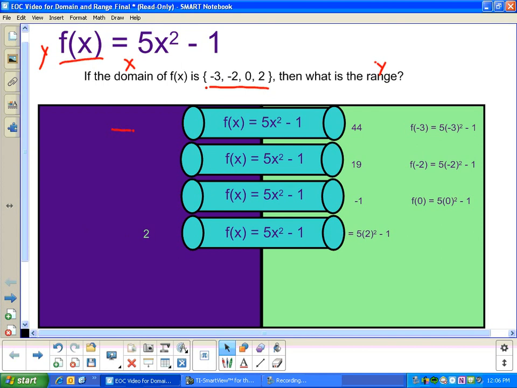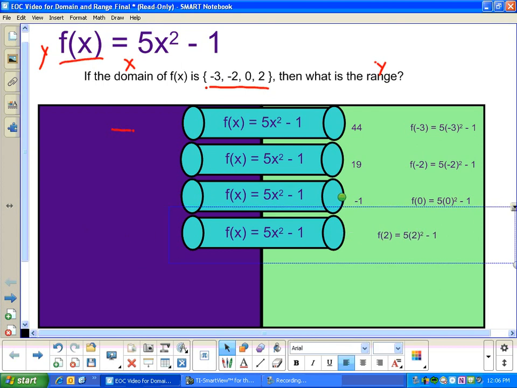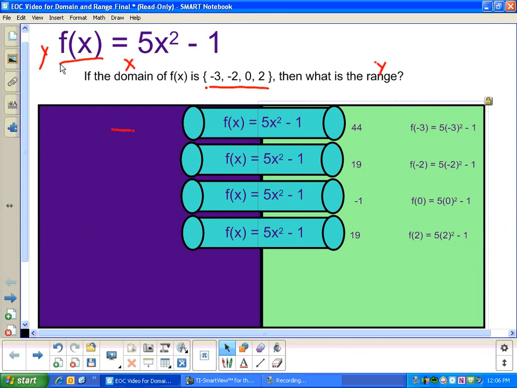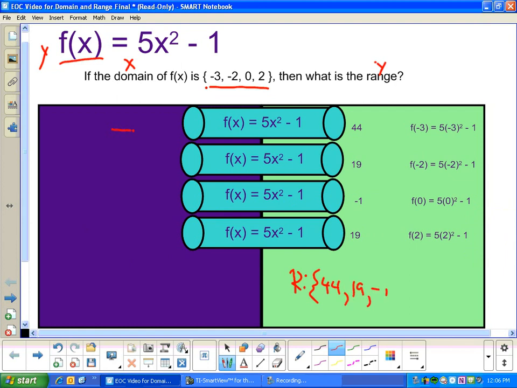We plug in our 2, and as we plug in our 2, you'll notice we get out a 19. So our range, being our output, or our y values, would be 44, 19, and -1. We don't put the repeat value. You don't put 19 in there twice. So even though we've got 4 input or domain values, we only get out 3 range values.